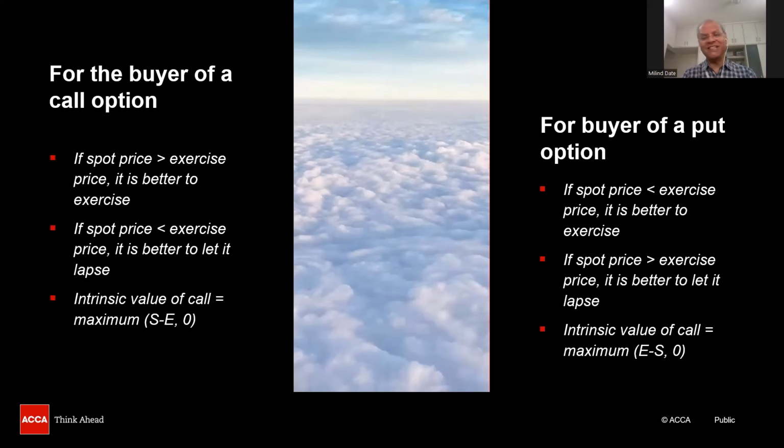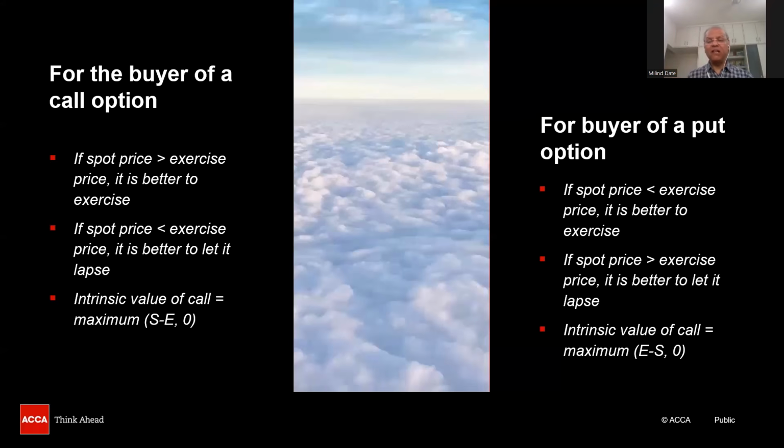In a put option, it's exactly opposite. The intrinsic value is the maximum of exercise minus spot, or 0. So mathematically, this is how you can put it. The value of a call option is the maximum of spot minus exercise, or 0. Naturally, for a put option, it will be the maximum of exercise minus spot, or 0.